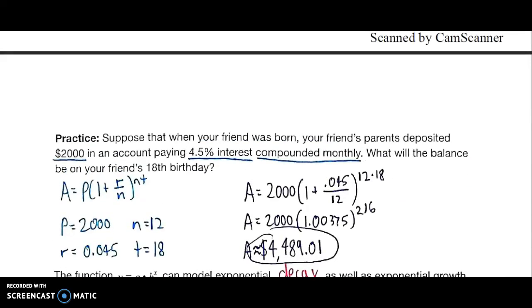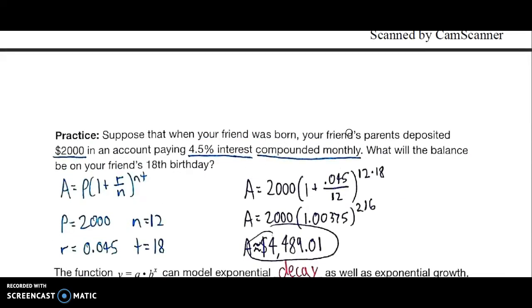So a word problem is saying, suppose when your friend was born, your friend's parents deposited $2,000 in an account that pays 4.5% interest, and that interest is compounded monthly. So we want to figure out what will the balance be on my friend's 18th birthday. So all I did to start with is just copy that same formula from the last page. Again, this is account balance. We have our principal, we have our interest rate, we have our times compounded, also have the number of years. So first thing is to figure out how much information that problem is telling us.